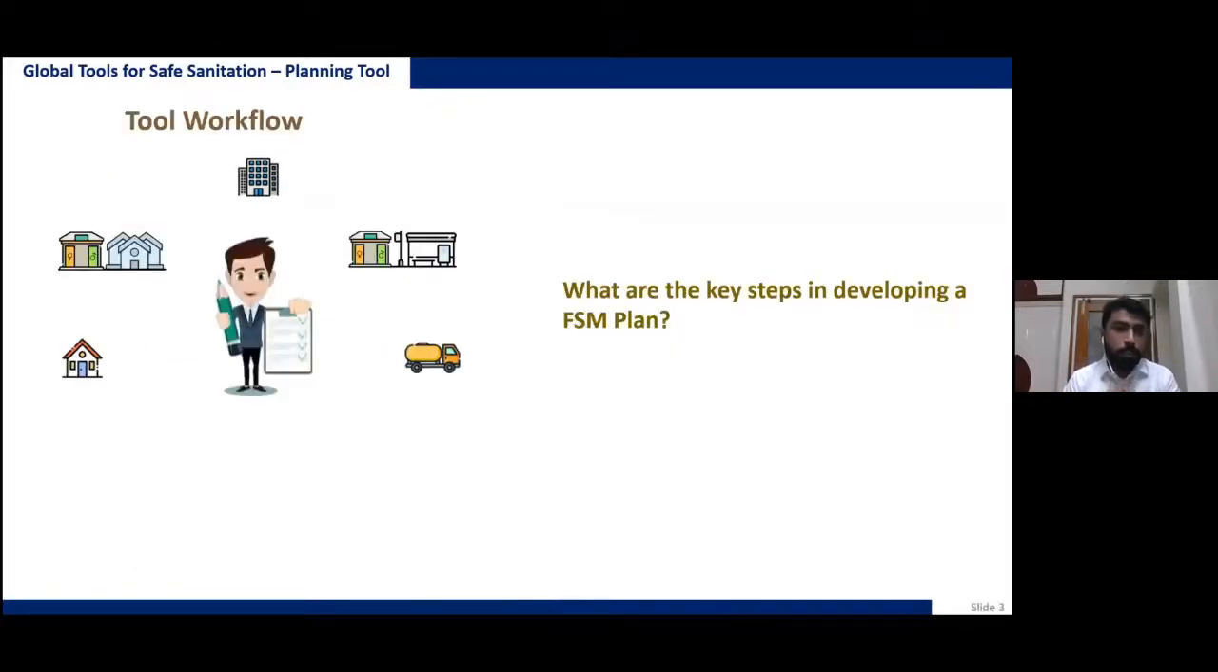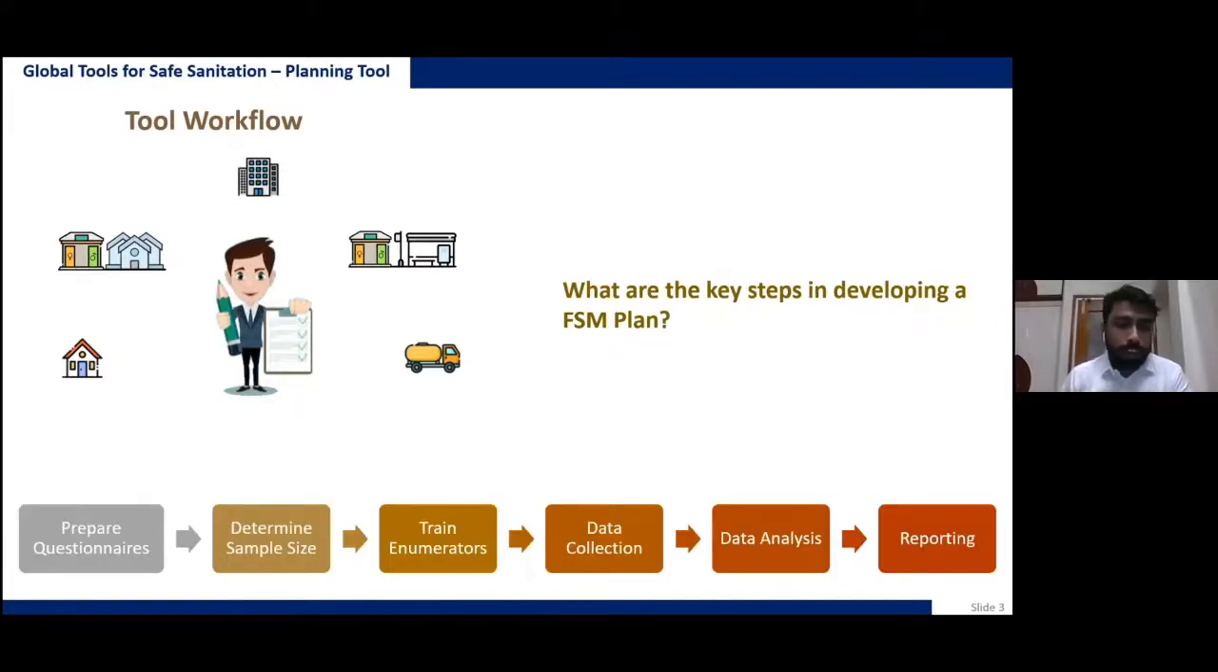So just to give you a bit of an understanding of the entire process before I show you an actual demo of how to use the tool. What are the key steps in developing any FSM plan? If I want to plan for my city, what are the steps that I need to follow? These are the essential key steps. You need to prepare a questionnaire. You need to design this questionnaire, that is, which questions or data points you need to go and collect from the field.